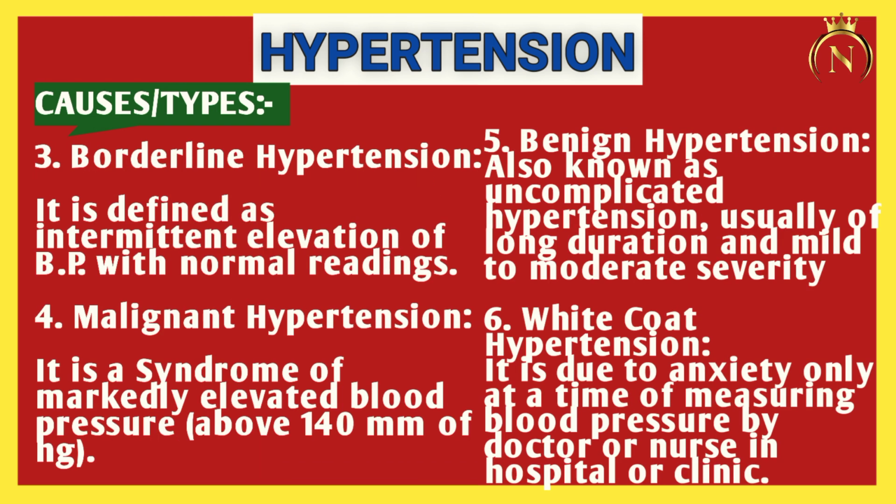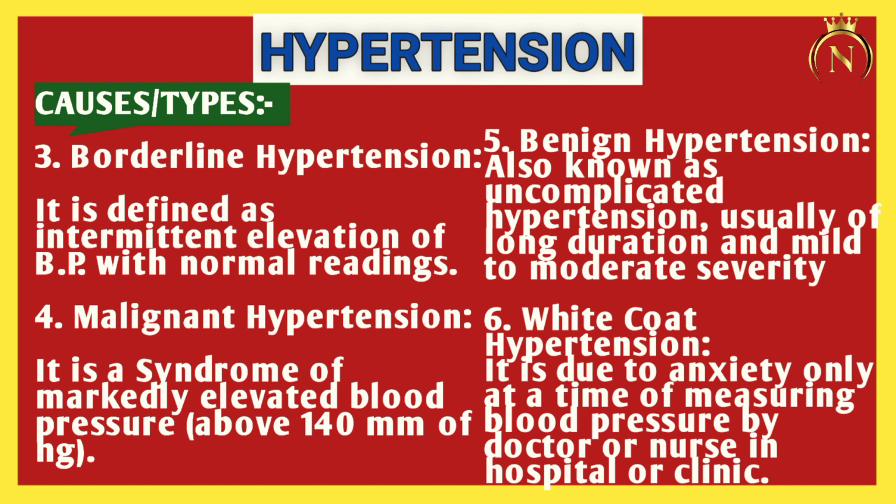The next type is borderline hypertension. It is defined as an intermediate elevation of the BP within the normal range. It happens when the BP rises just above the normal range, and that is called borderline hypertension. Fourth is malignant hypertension. It is a type of syndrome in which the elevated blood pressure is above 140 mm Hg. When the BP is increasing to more than 140 mm Hg, it is called malignant hypertension.